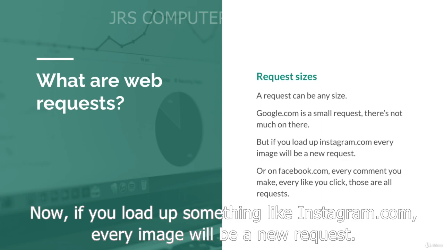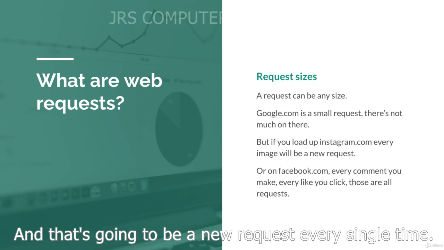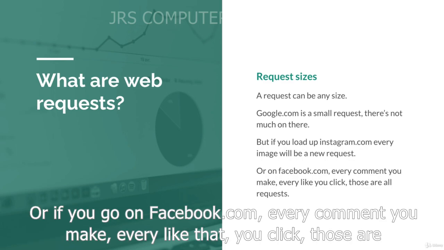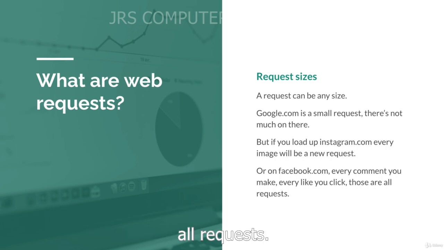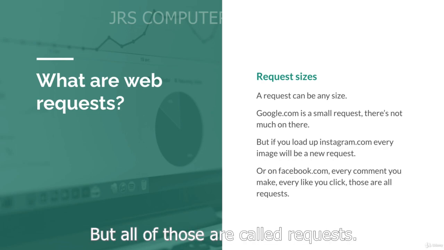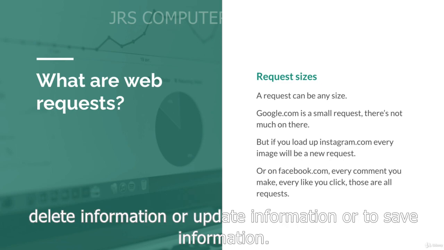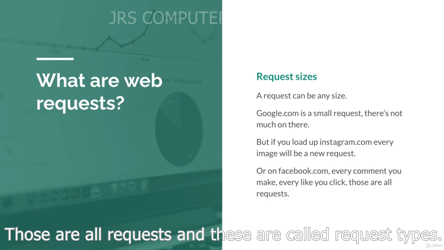Now, if you load up something like Instagram.com, every image will be a new request. So as you scroll through your Insta feed, it's going to load more and more images, and that's going to be a new request every single time. Or if you go on Facebook.com, every comment you make, every like that you click, those are all requests. It's a different type of request, and again, we'll get into that in just a little bit, but all of those are called requests. Anytime you send a little piece of data to a website to either ask for information, or even to ask to delete information, or update information, or to save information, those are all requests.